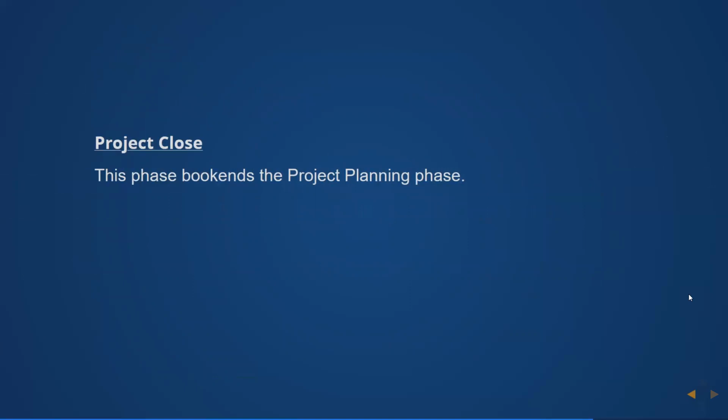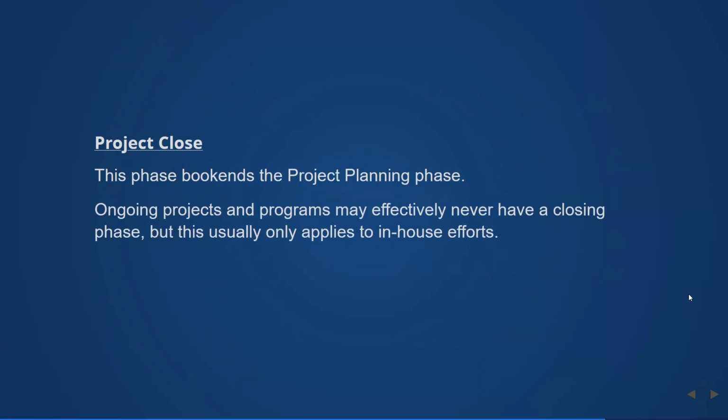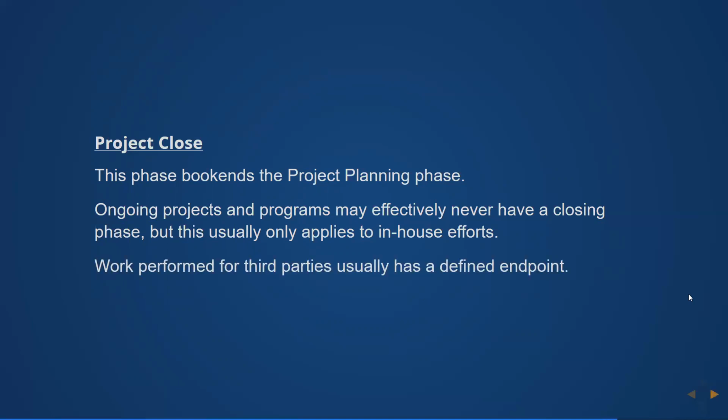So the closeout bookends the planning phase. Ongoing projects may never have an effective close. They just go on forever. That's kind of a continuous integration, continuous deployment, or CI/CD context. But work done for third parties usually ends at some point.